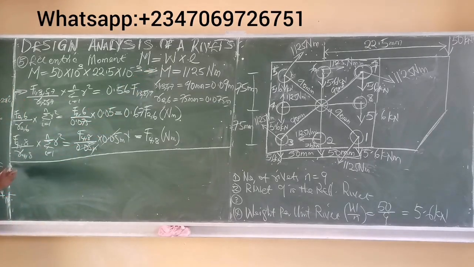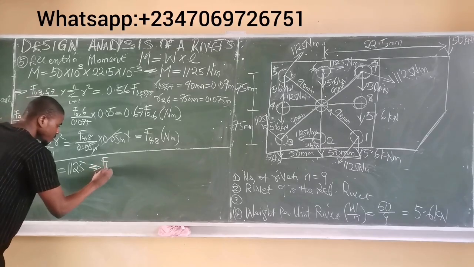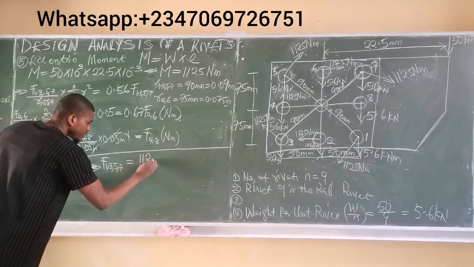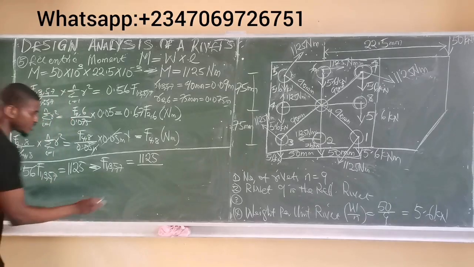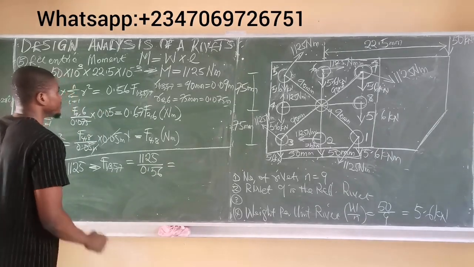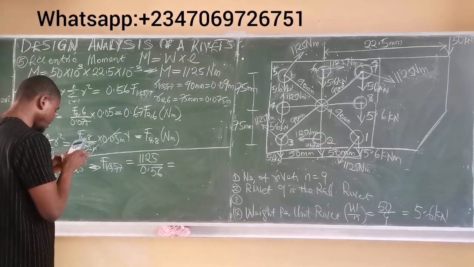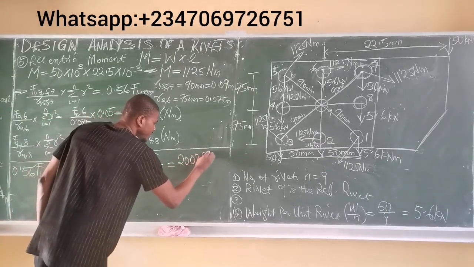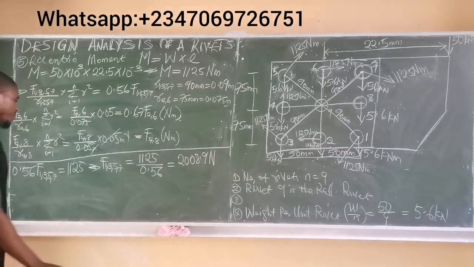So let's start with the first. 0.56 F1357 equals 1125. This simply implies that in order to find the force F1357, we divide 1125 by the coefficient of that force, which is 0.56. Let's obtain that division, 1125 divided by 0.56. That simply gives us 2008.9 newtons. Hence, the force.